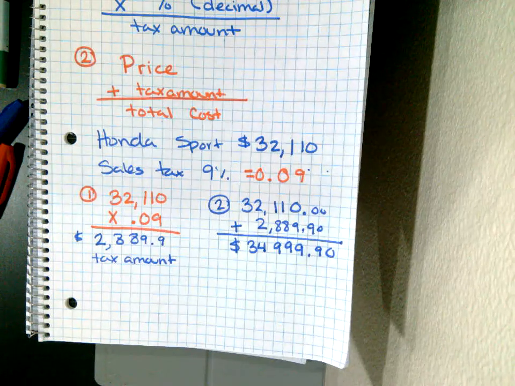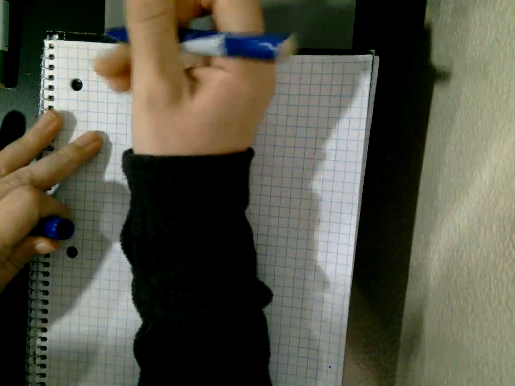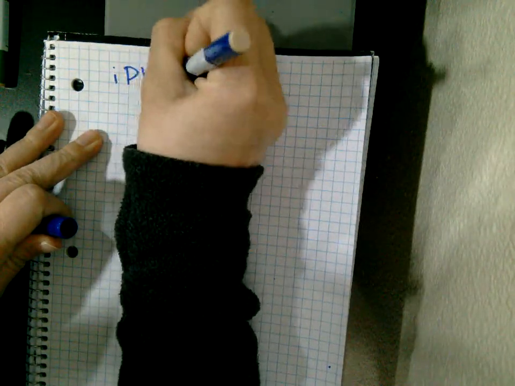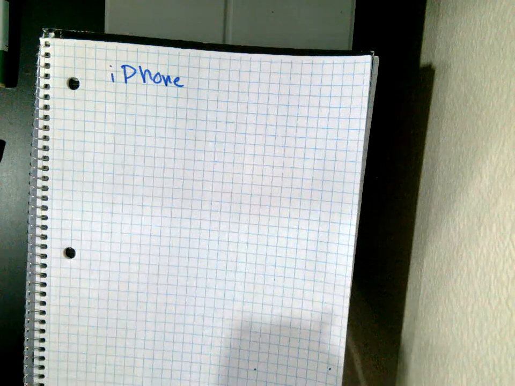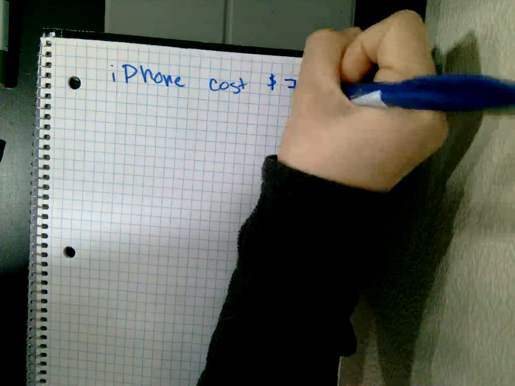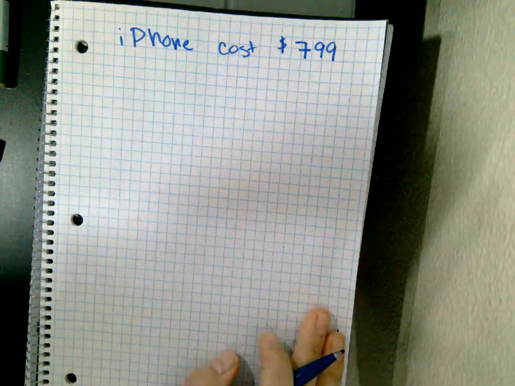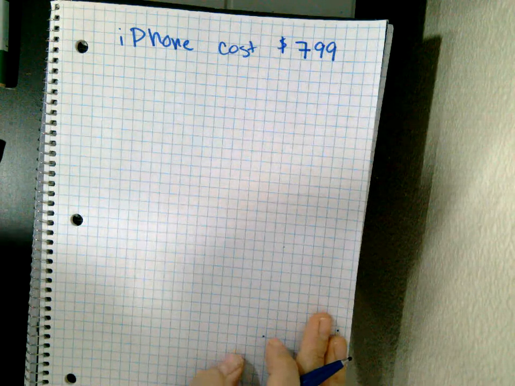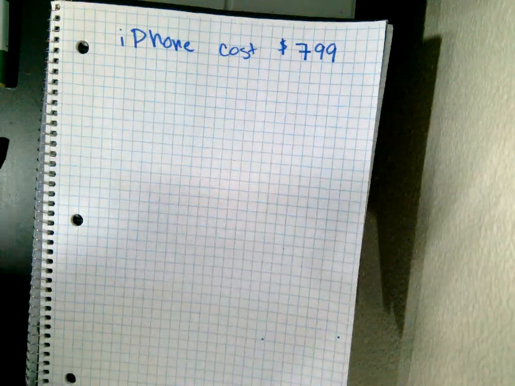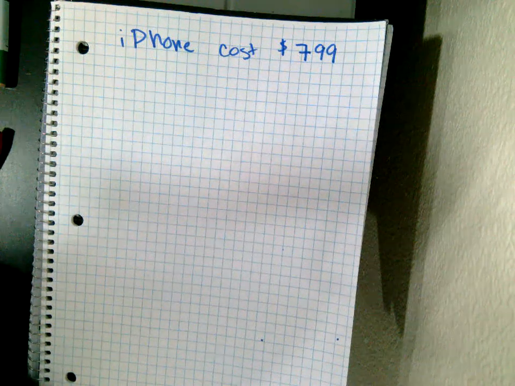All right. So let's say, what's another thing? Oh, let's say I want to buy a new phone. Okay? Let's say I want to buy the new iPhone, and let's say it costs $799 because they're expensive. Okay? Now let's say I go to Costa Mesa, and Costa Mesa sales tax is about 7.75%, so we're going to say 8%.